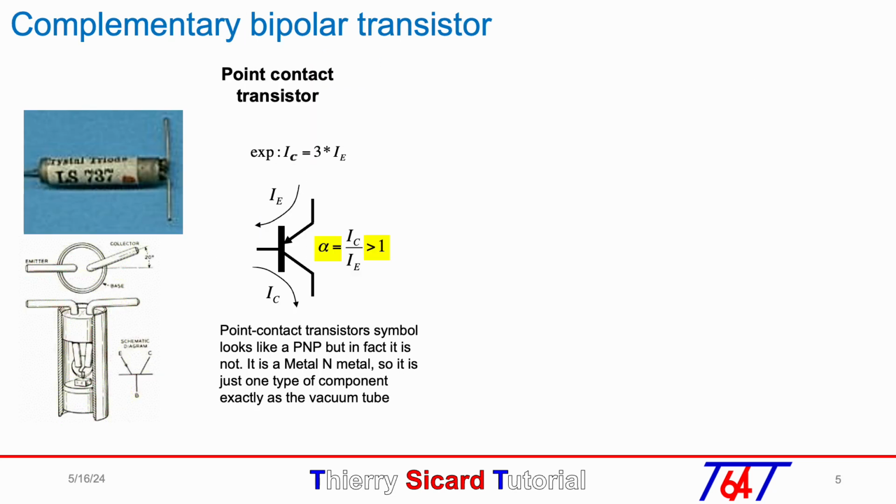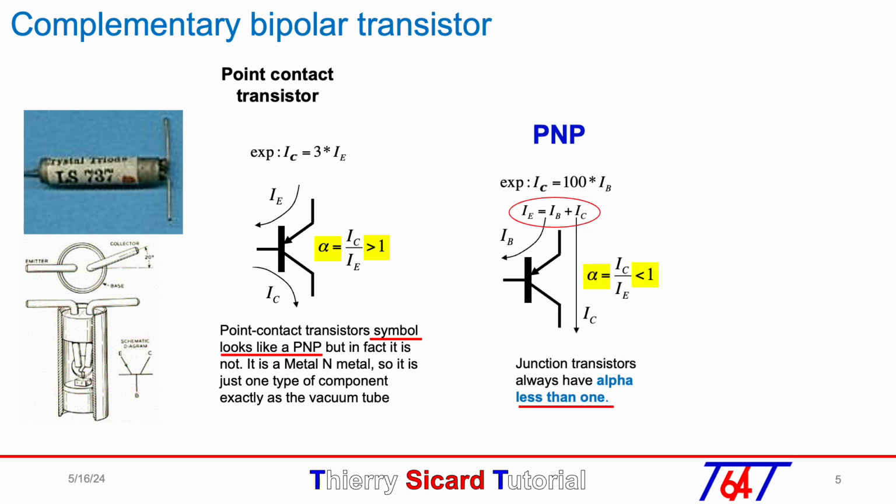The point contact transistor symbol looks like a PNP, but in fact it is not. The transistor base is a N-type, and both emitter and collector diffusion in the N base is in metal. The real PNP function is completely different than the point contact transistor, with alpha ratio always less than 1.